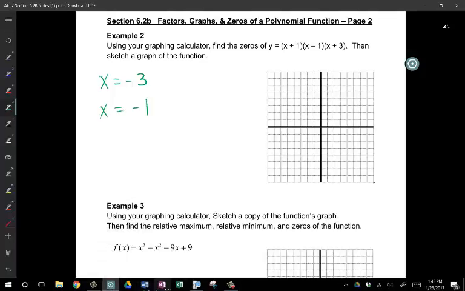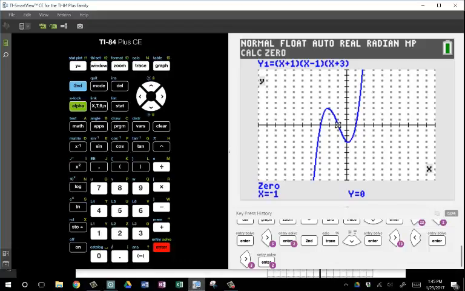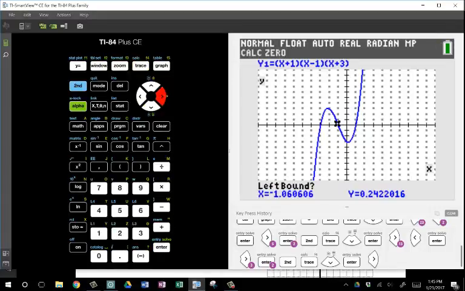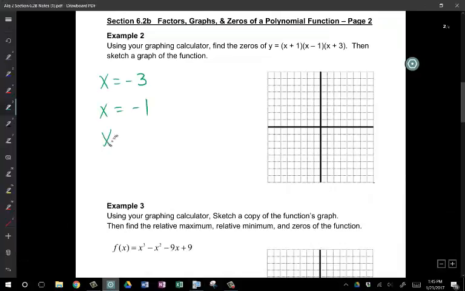So now let's find our third zero. Second calc, down to zero, enter. Get somewhere close. Put in your left bound, put in your right bound, and hit enter. And our third zero looks to be x equals 1.